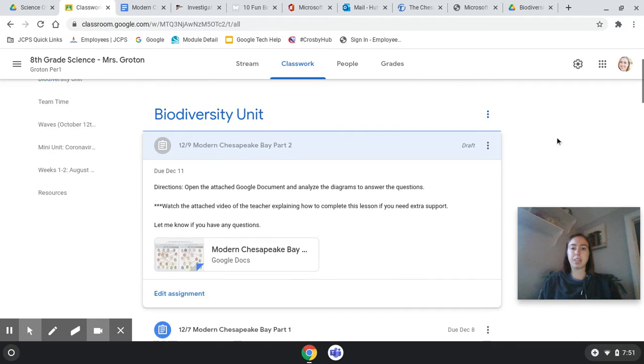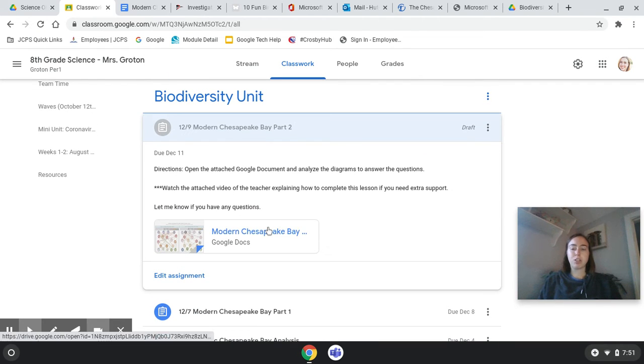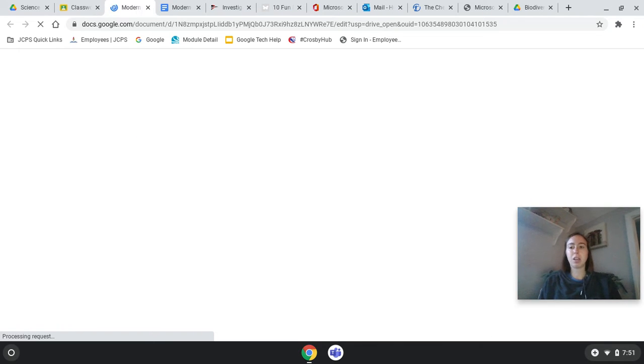When you open the assignment, you'll see your directions. The directions say to open the attached Google document and analyze the diagrams to answer the questions. And you'll see an attached document that is your copy for you to edit. So you'll go ahead and open that document.